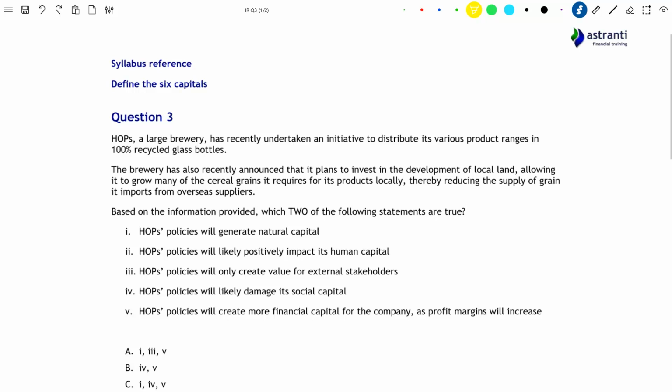So without further ado, what I'm going to do is hand you over to my colleague James, who will walk you through how this question would be done and explain the mechanics of the question.